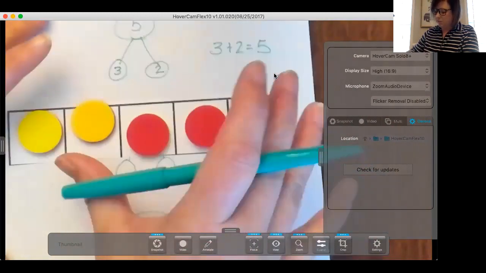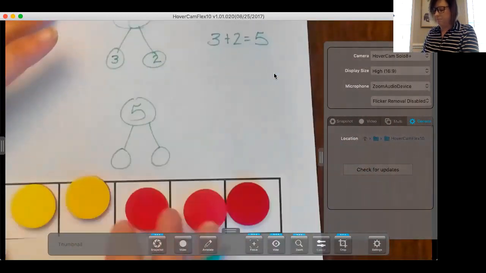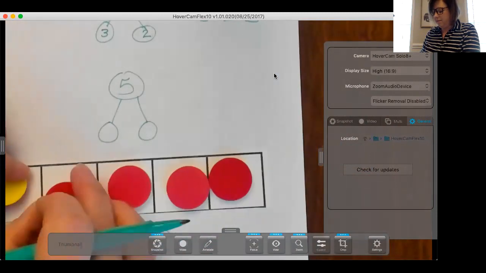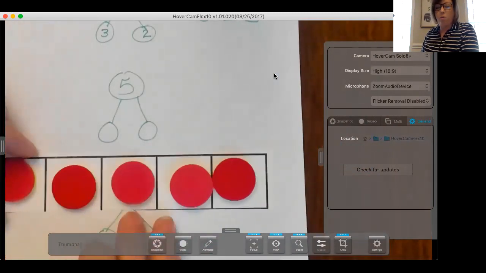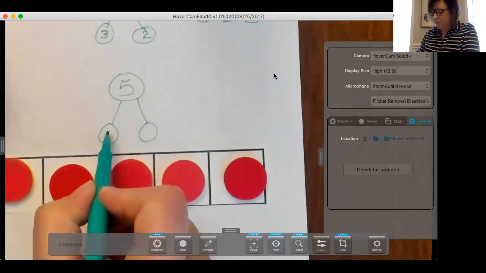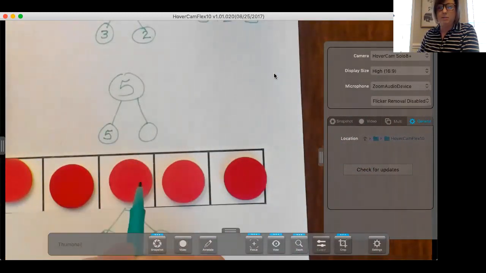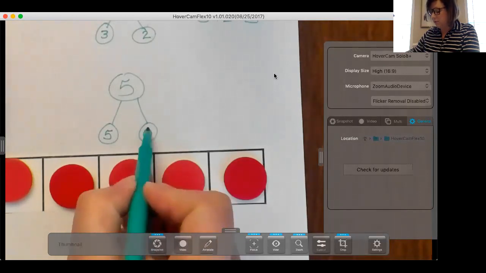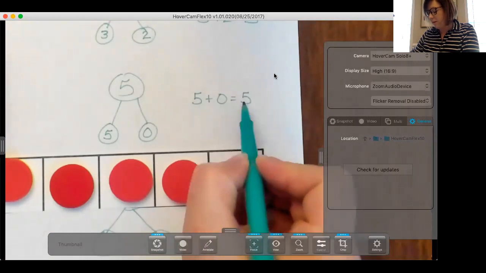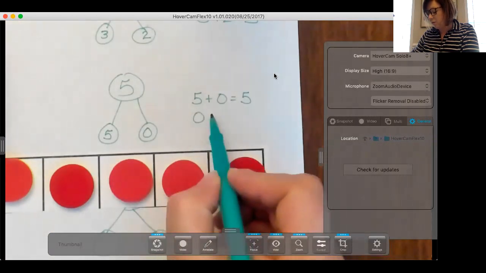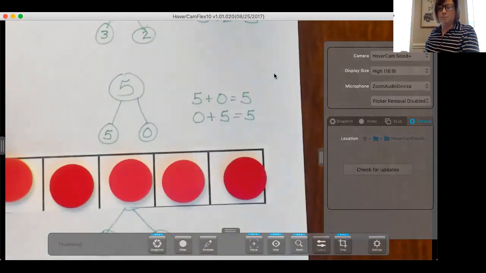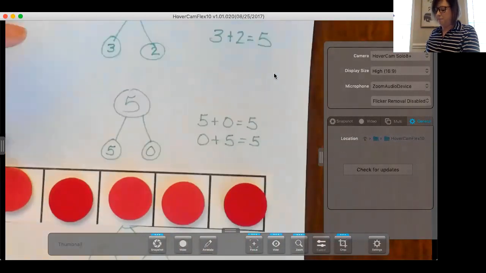All right, so we're going to come down. We're going to create another way to make it. Who else can think of a way? That's right. We could do them all one color, right? You could have 5 reds and how many yellows? 0. So 5 plus 0 is 5. Good. And we have 0 yellows and 5 reds. Okay, it's the same sentence, 0 and 5.